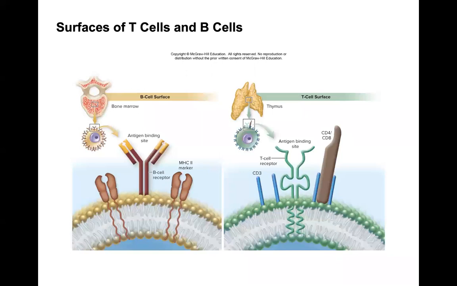Looking at the surface of T cells and B cells, we can have these MHC markers, as you can see there, receptors. You can also have antigen binding sites, which are going to be the receptors to bind to very specific antigens. And then you can also have some of these CD molecules present on the surface.